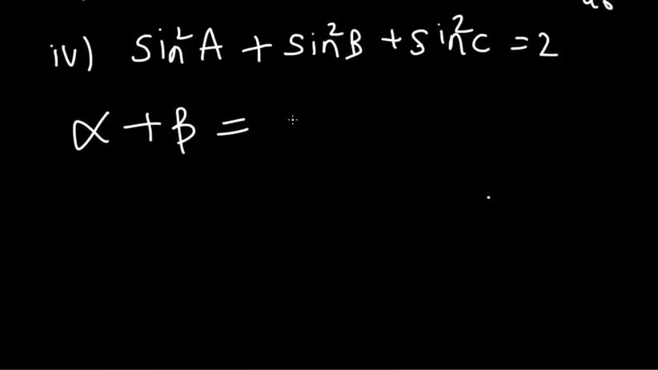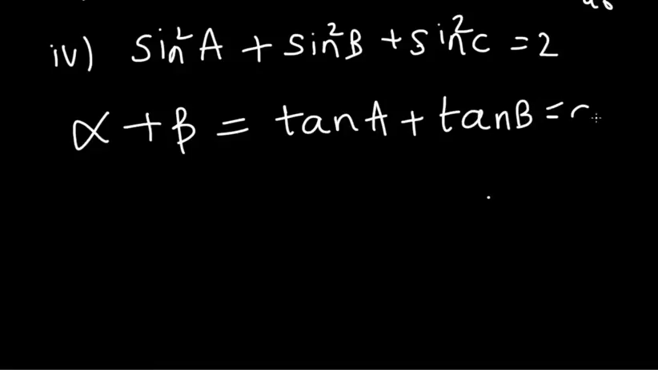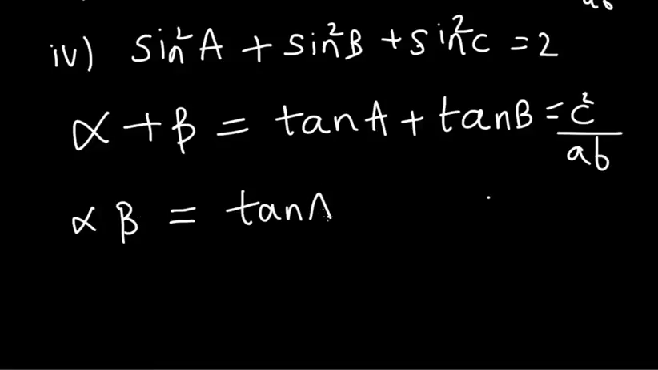So alpha plus beta, or tan A plus tan B, because tan A and tan B are the two roots, are equal to c square upon AB. So just with this we proved, I believe, the fourth part of the problem. And let's write down the second result from the basic properties of quadratic equation. This is equal to tangent of A times tangent of B, and this is equal to 1.